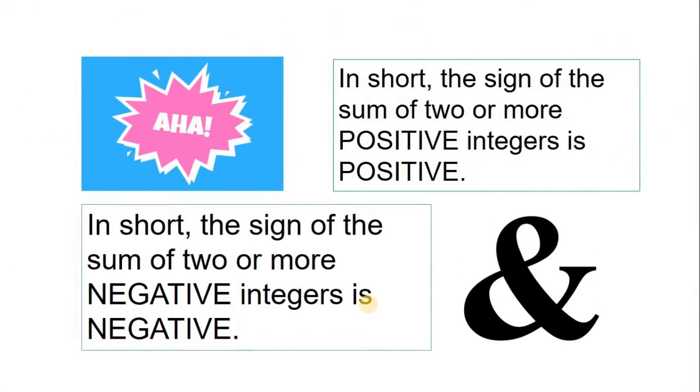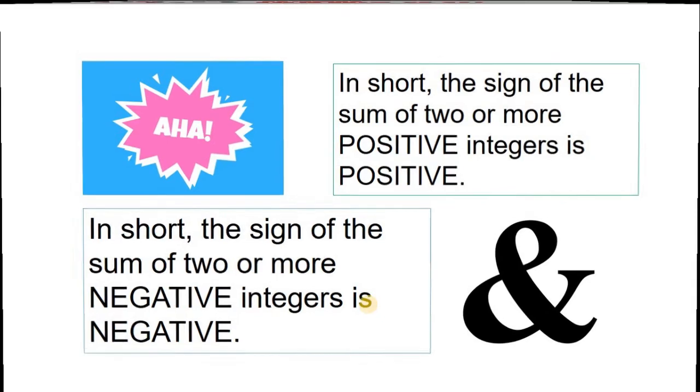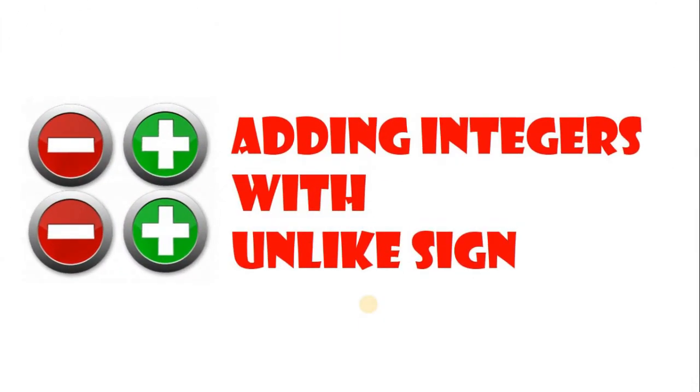So, in short, the sign of the sum of two or more positive integers is positive. Remember that. And same with the sign of the sum of two or more negative integers is negative. Now this time, let's talk about adding integers with unlike sign. Walang problema doon kapag kapareho yung sign, madali lang. What if the integers are unlike sign, magkaiba ng sign?